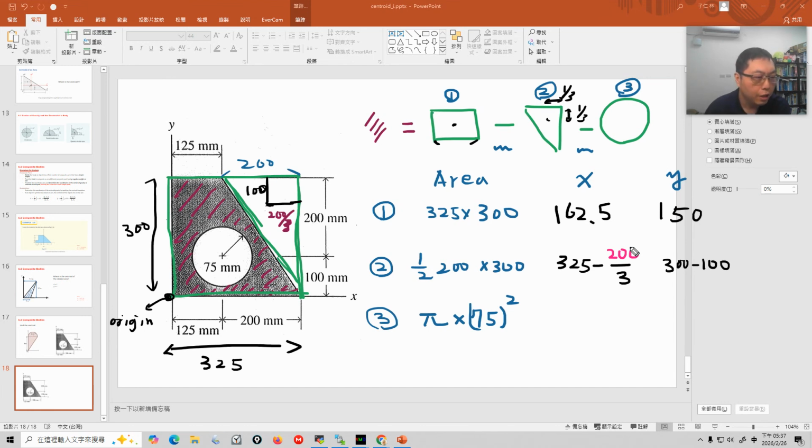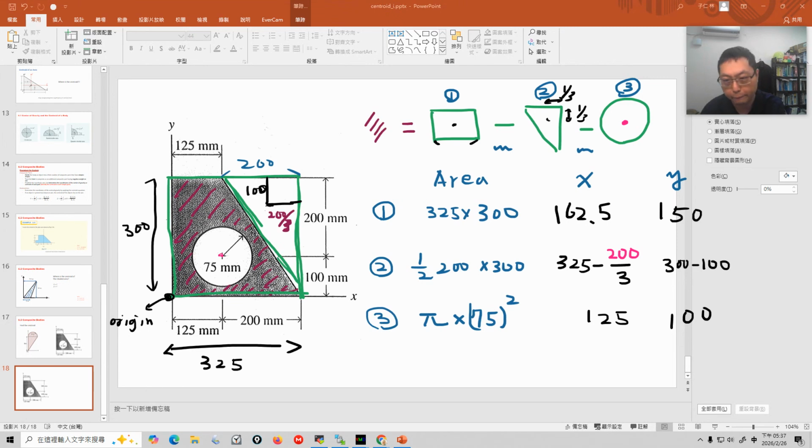Okay, the next thing is what's the coordinate of this circular area. It's a circle, so the centroid is right at the center. The center is here. What's the coordinate? It tells you the x coordinate is 125. The y coordinate is 100 here. So with this information, we can do the area average to find the centroid of this composite area.